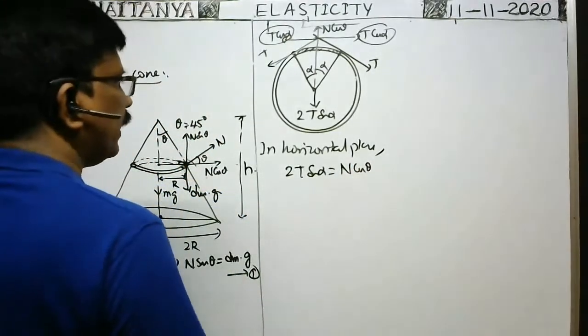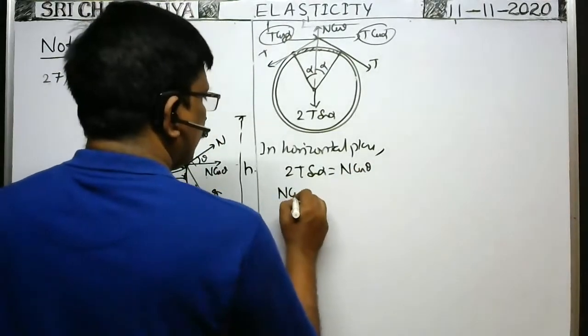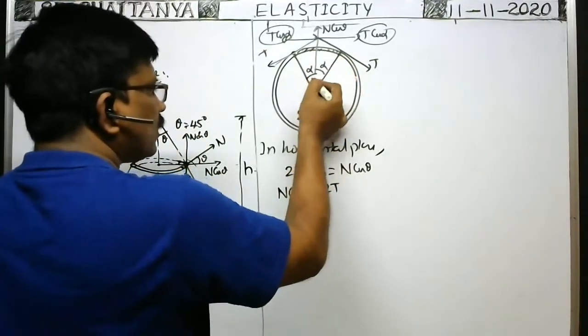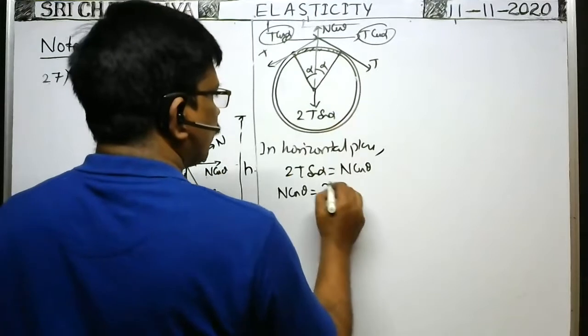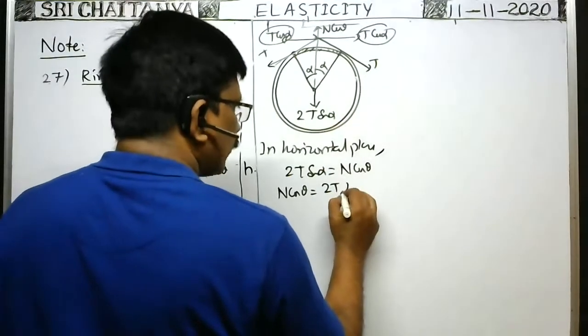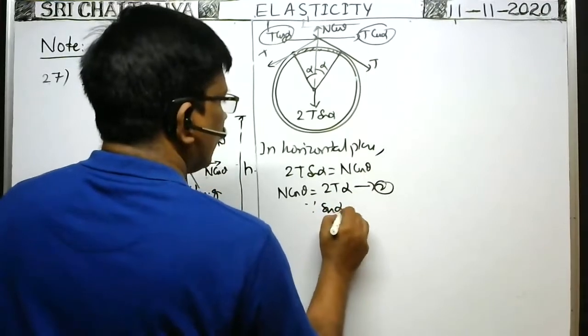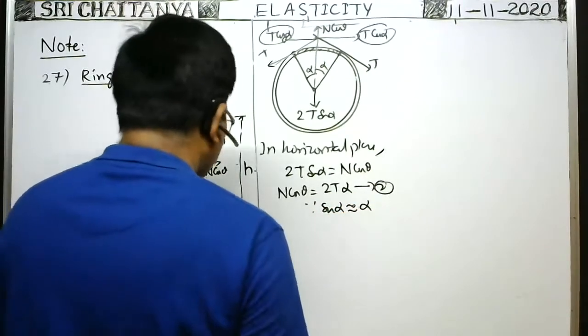2t sin alpha is equal to n cos theta. Therefore, n cos theta is equal to 2t into alpha, as the element considered is very small, alpha is very small. That's why sin alpha can be written as simply alpha. This is equation 2, since sin alpha is nearly equal to alpha.